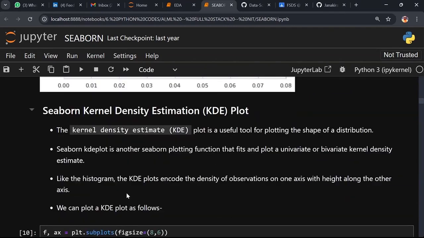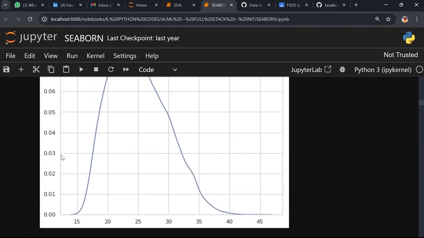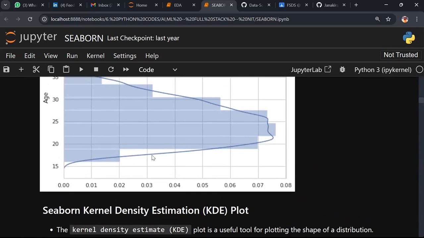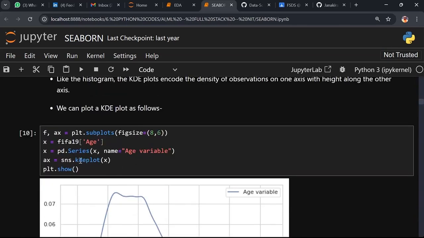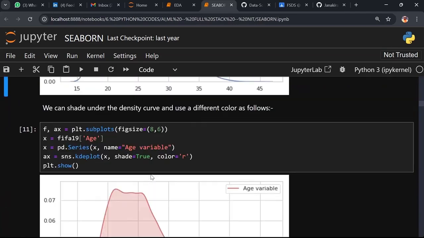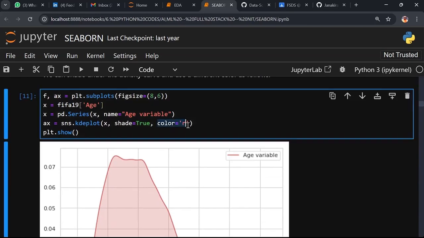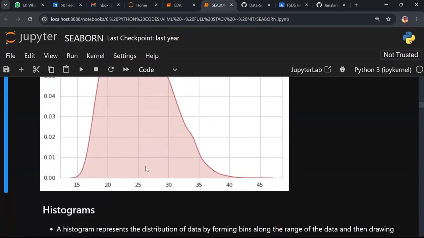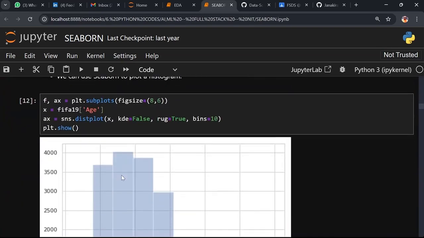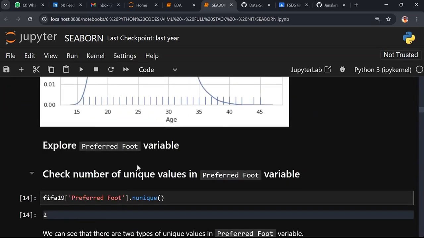Now KDE plot, kernel density plot. See this. Now A is one variable. I don't need the background the way I'm looking at. And now I just need a distributions line, and you can mention that KDE plot, kernel density plot, subplot. So again, if you need some color, change the color. Shade true. If you shade false, things will be gone. I mean, you won't get any colors over there. Histogram. Do you see histogram or not? And then we have, like, explore preferred foot.